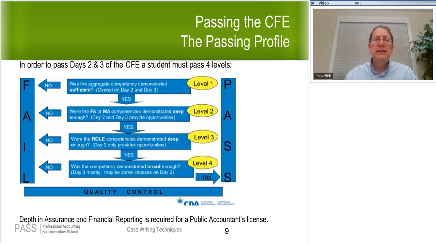What they do in level 1 is they add up all the marks, 0, 2, 4, for all the assessment opportunities, and then they pick a passing mark, and if you get that mark or above, you move to level 2. If you don't, you fail on level 1.